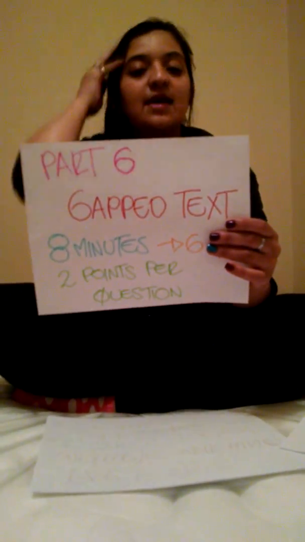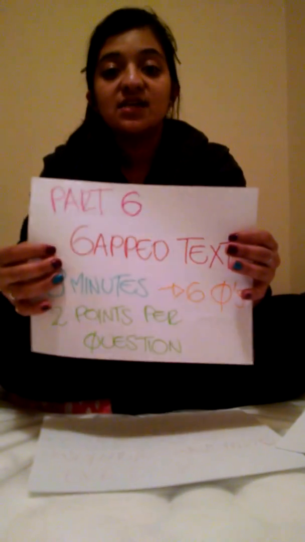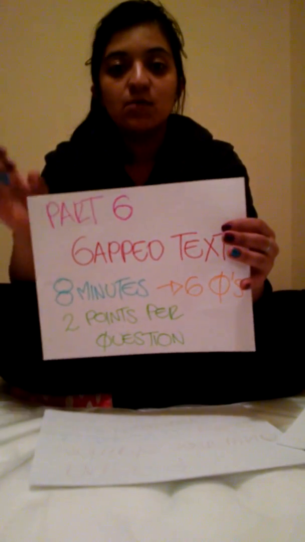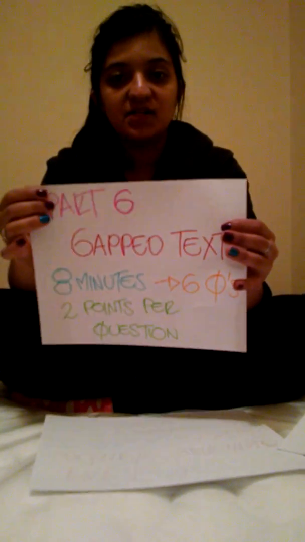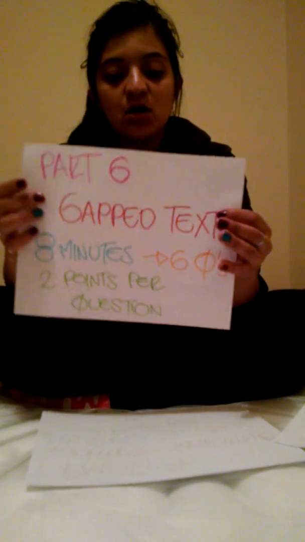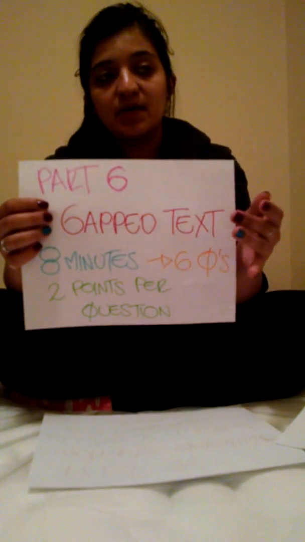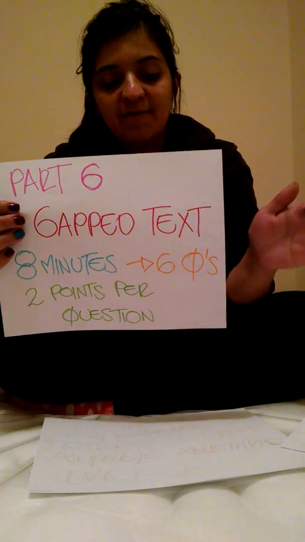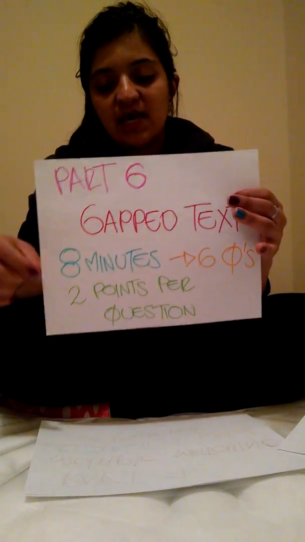Then we have Part 6, which is gapped text, which consists of a text that has some gaps, and those gaps have a number. After that, we have some paragraphs divided into letters, and we have to choose which paragraph fits best for each gap. Again, we have 6 questions, 8 minutes, and 2 points per question.